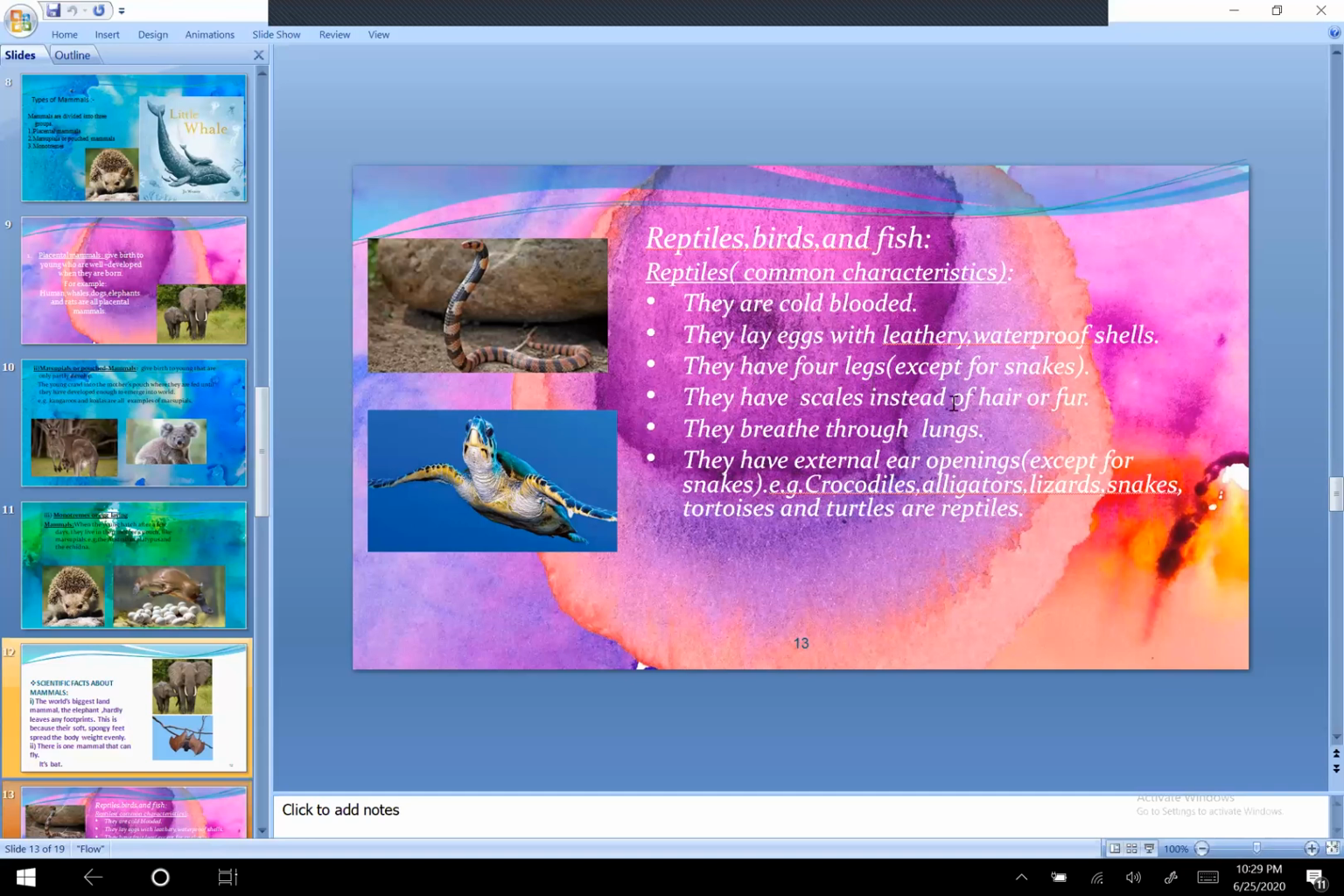Then children, they have scales inside the layer of fur. They breathe through lungs. They have external ear openings to listen to the sounds of their surrounding. Just like crocodile, alligator, lizard, snake, they all have external ears. Children, all reptiles have external ears or ear holes, and like the snake, reptile ears have auditory function. Almost all reptiles have sensitive ears.